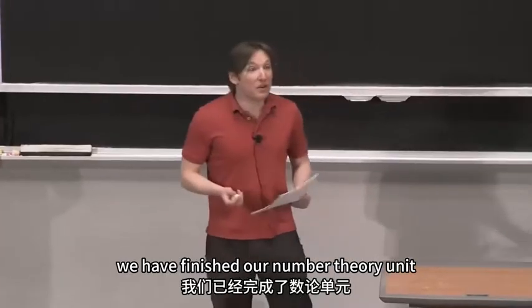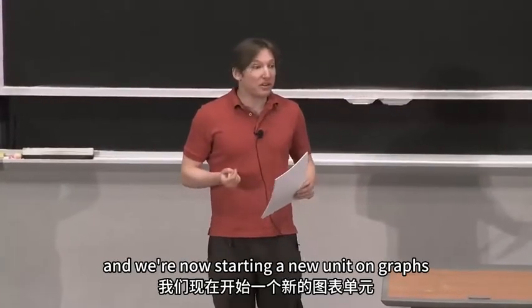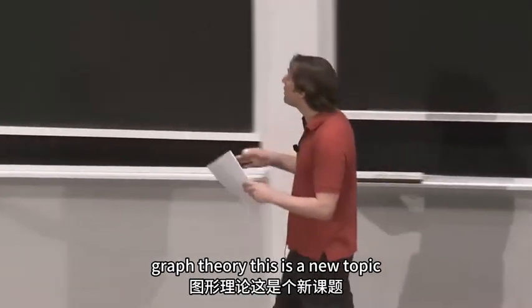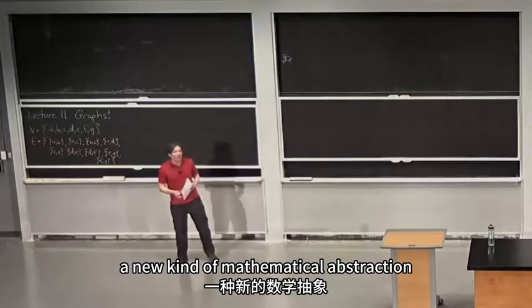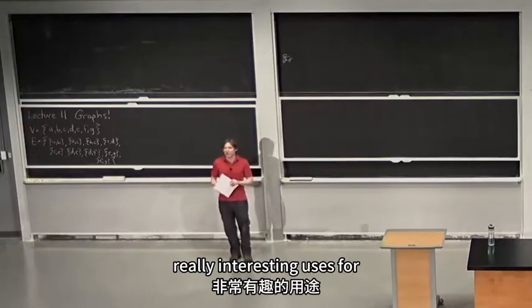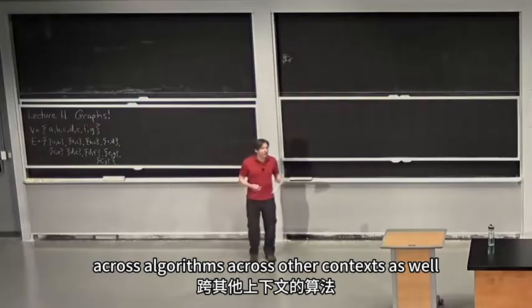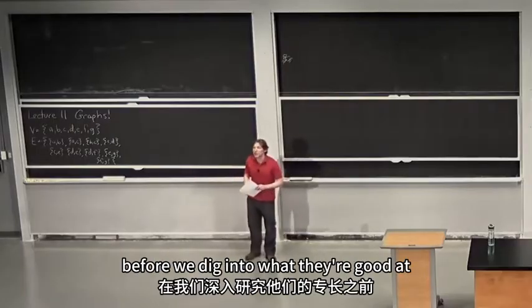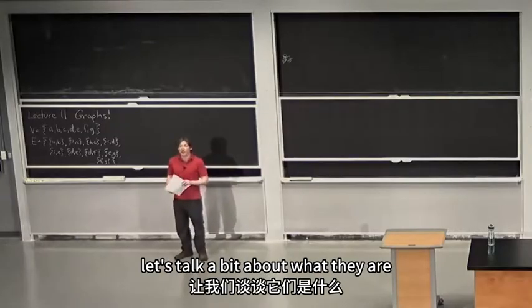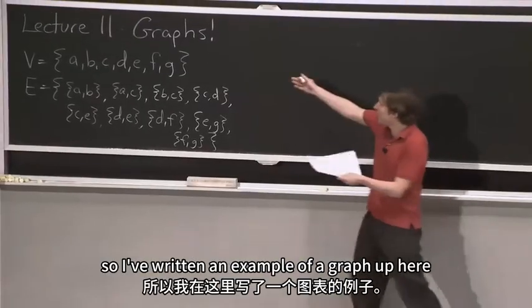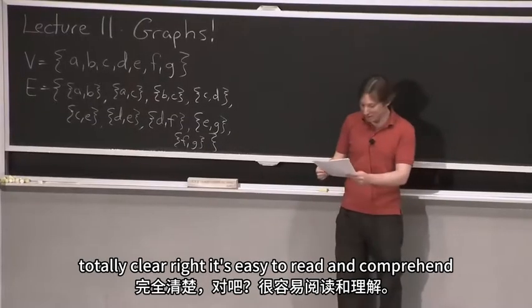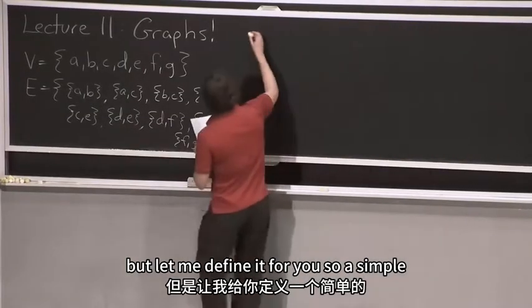We have finished our number theory unit, and we're now starting a new unit on graphs, graph theory. This is a new topic, a new kind of mathematical abstraction that we'll see, with really interesting uses across this class, across algorithms, across other contexts as well. Before we dig into what they're good at, let's talk a bit about what they are, how they're defined. So I've written an example of a graph up here, totally clear, right? It's easy to read and comprehend. But let me define it for you.